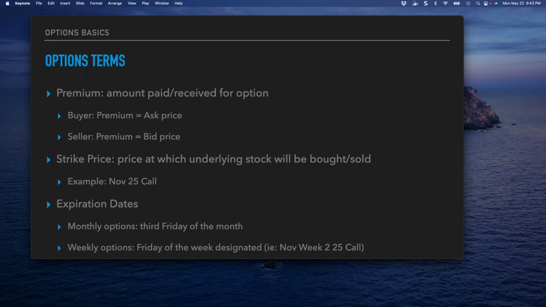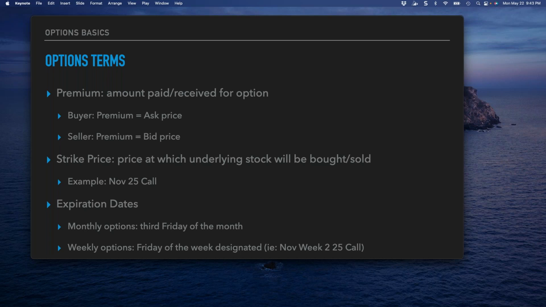Weekly options, on the other hand, will expire on the Friday of the week indicated. So on the weekly options line here, you can see I've expanded the example. Instead of November 25 call, we have a November week 2. When you see the week number included, you can infer that you're looking at a weekly option. NOV is an abbreviation for November, meaning that this particular option would expire on the second Friday of November. Once that second Friday has passed, the expiration means that the option basically goes away.